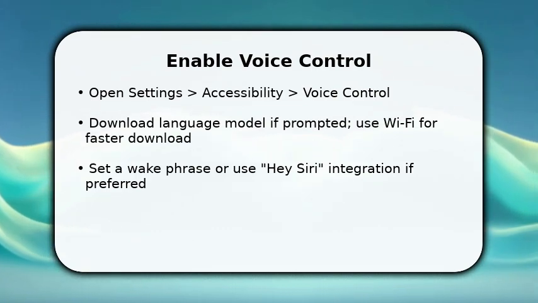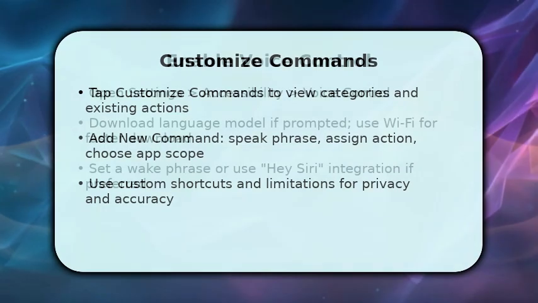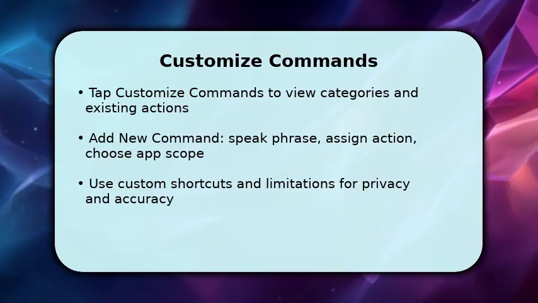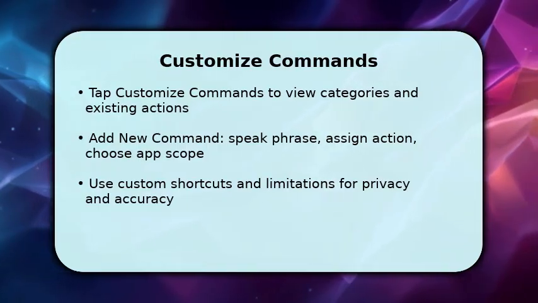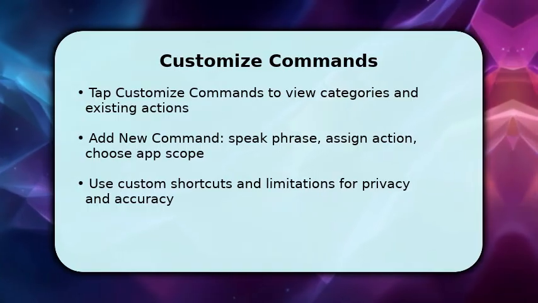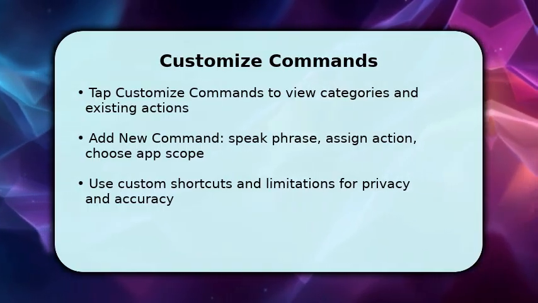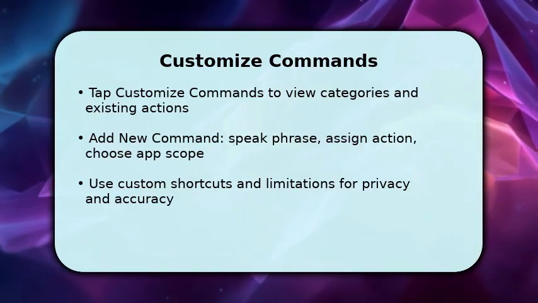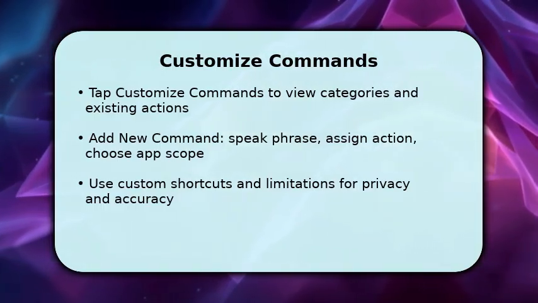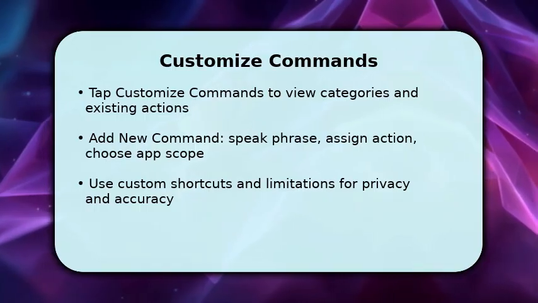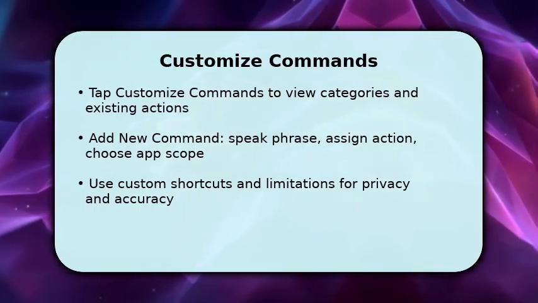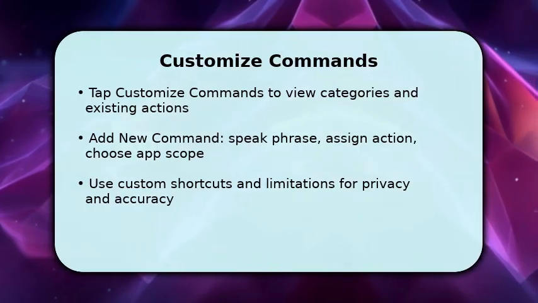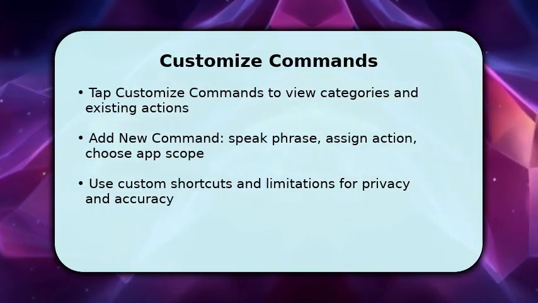Now customize commands so the system fits your workflow. Tap Customize Commands to inspect categories like navigation, editing, and shortcuts. Add new command, speak the phrase you want to use, then assign a system action, shortcut, or dictation control. Set whether it works globally or only in a specific app. Make sure to test each phrase aloud and adjust sensitivity if recognition fails. This tuning reduces false positives and lets you automate repetitive tasks.